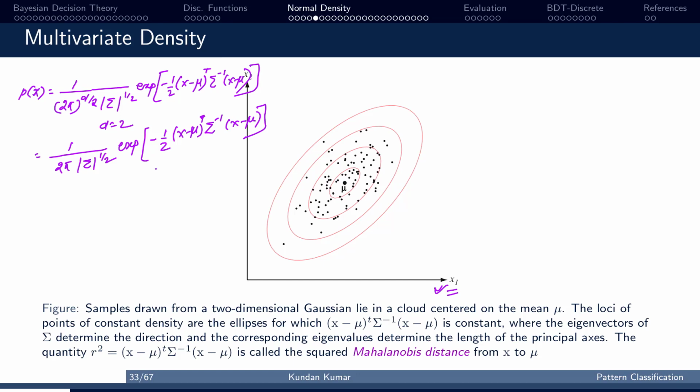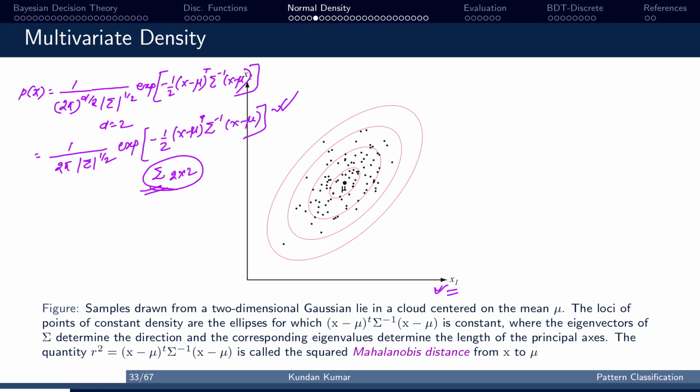So here the dimensionality of the sigma will be 2 cross 2, because we have seen that the covariance has the dimensionality d cross d if we are dealing with the d-dimensional Gaussian distribution. So here we are trying to write the Gaussian distribution for the two-dimensional space. So we'll have the covariance of dimension 2 cross 2.